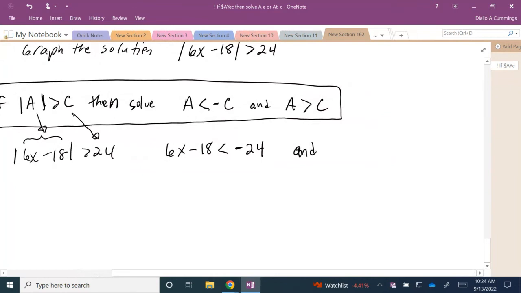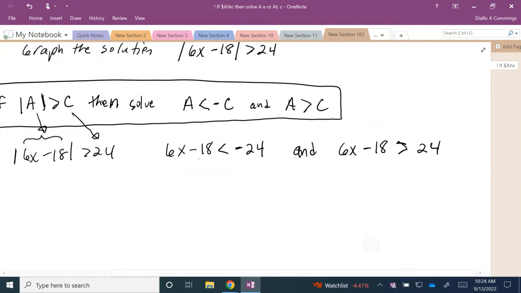And for the second half, we're going to remove the absolute values. 6x minus 18. We're going to keep our inequality as greater than, and we're going to keep our value for C, which is 24. We're going to keep it positive as it is. Right, so now we're going to solve these two inequalities.